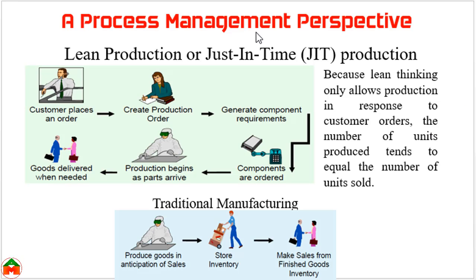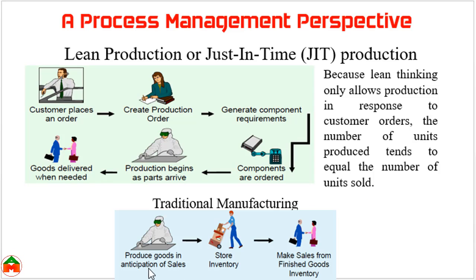As a manager, you need to consider all the issues while taking decisions. In the process management perspective, traditionally we were accustomed to produce goods in anticipation of sales. Then we store the inventory. After that, we make sales from finished goods inventory. This is the traditional manufacturing scenario. But in the present scenario, we apply lean production or just-in-time JIT production, because lean thinking only allows production in response to customer orders. The number of units produced tends to equal the number of units sold.